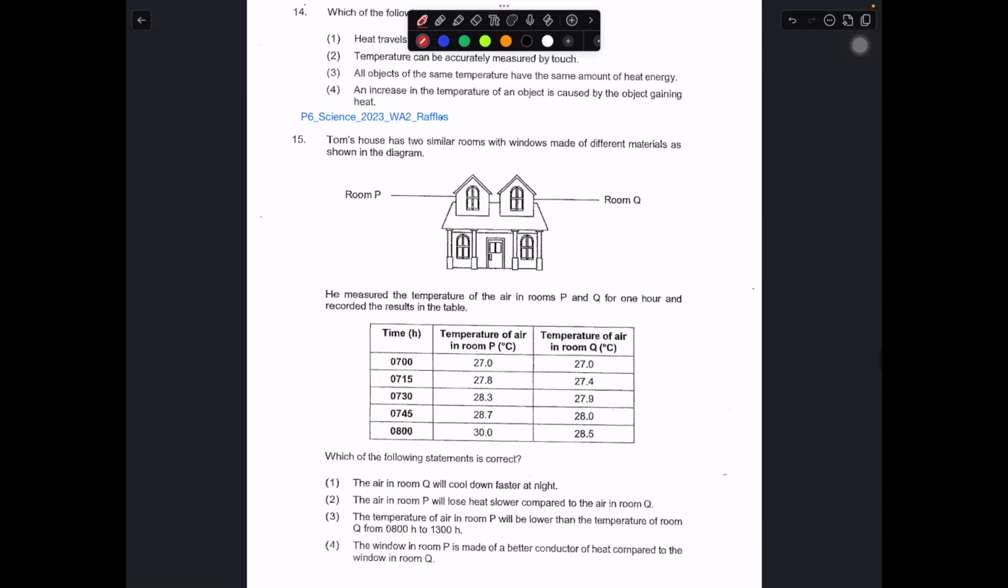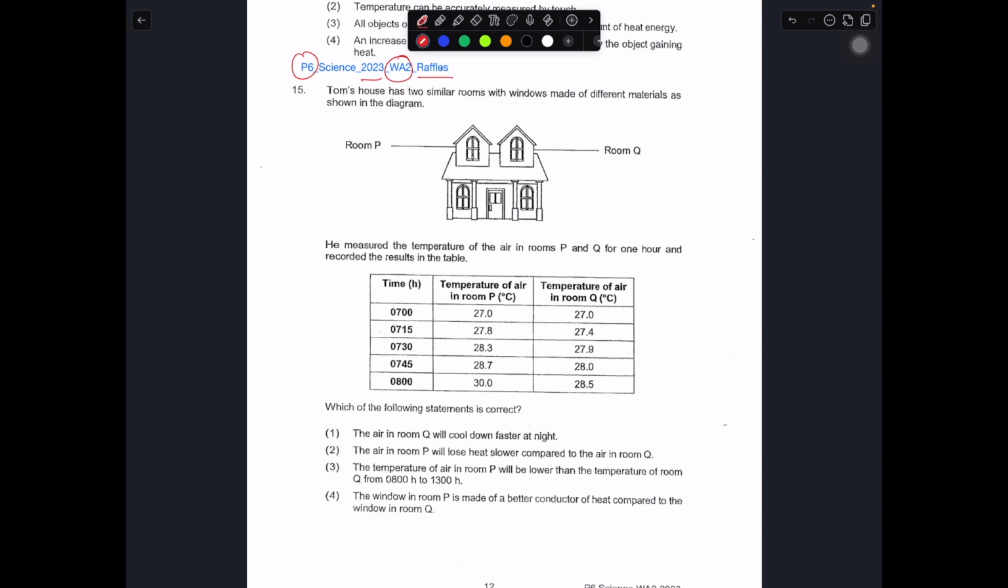So today I'll be going through the P6 Science 2023 WA Raffles Girls' School paper. Tom's house has two similar rooms with windows made of different materials. So these are the things that we're interested in. Different material: you have room Q and room P. I assume that this is the window that we are interested in.